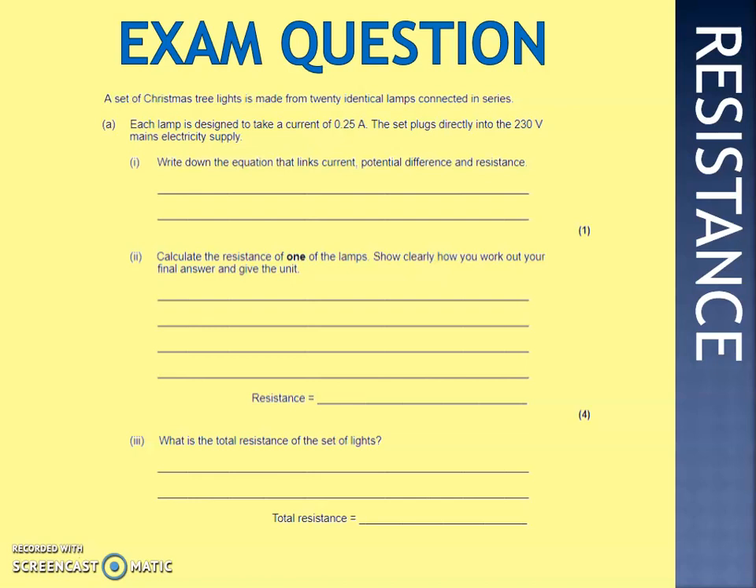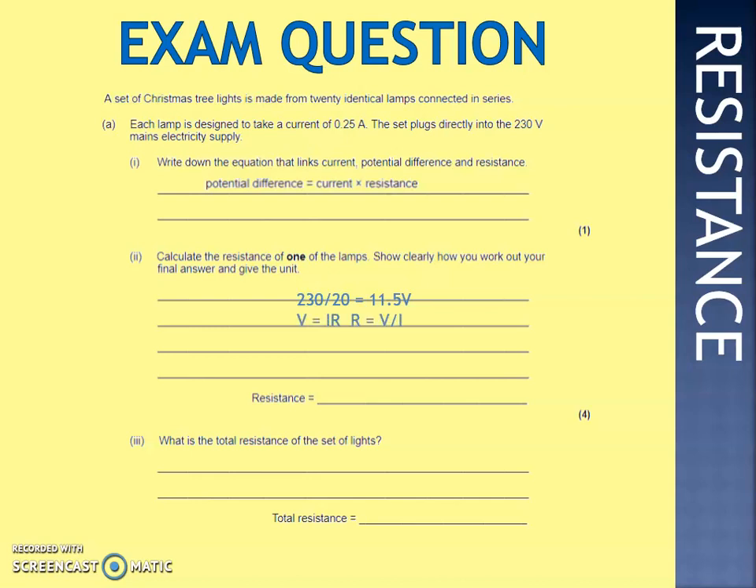Okay, question A1. The equation that links current, potential difference and resistance, that's just Ohm's law. V equals IR. Calculate the resistance of one of the lamps. So, each lamp's got a current of 0.25 and it plugs directly into the 230 mains electricity. V equals IR, so V over I would give us R. 230 divided by 20, because there's 20 bulbs, means each bulb's got 11.5 volts.